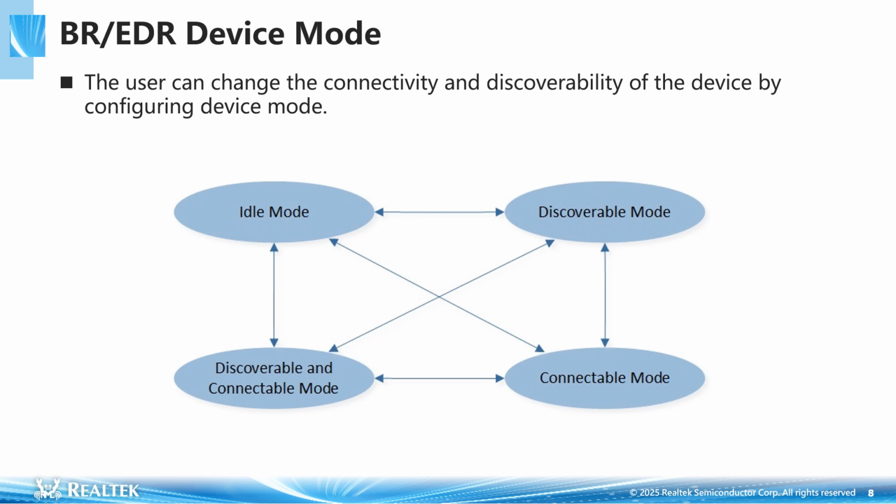The discoverable mode parameters include inquiry scan type, inquiry scan interval, and inquiry scan window. The connectable mode parameters include page scan type, page scan interval, page scan window, and page scan repetition mode. The user shall configure default parameters before BR/EDR host initialization. After BR/EDR host initialization, the user can call the BT device mode set API to set the BR/EDR device mode.